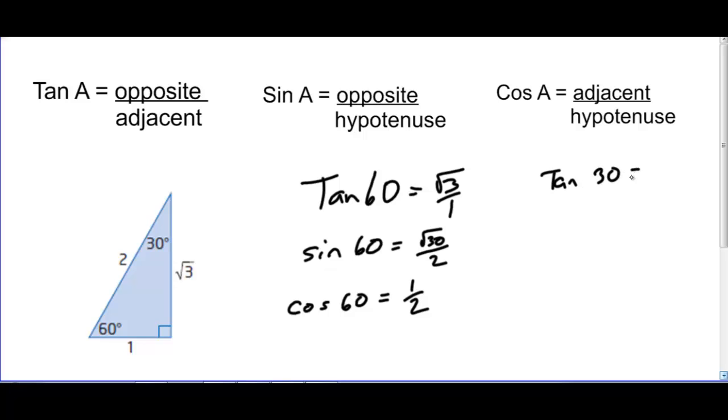So the tan of 30 is going to be 1 over root 3 because it's the opposite, which is 1, over your adjacent, which is root 3. Your sine of 30 is going to be the opposite, which is 1, over the hypotenuse, which is 2. And the cosine of 30 is going to be the adjacent to 30, which is root 3, over the hypotenuse, which is 2. So this is a very useful skill if we want to know the exact value of our sine, cosine, and tangent ratios.